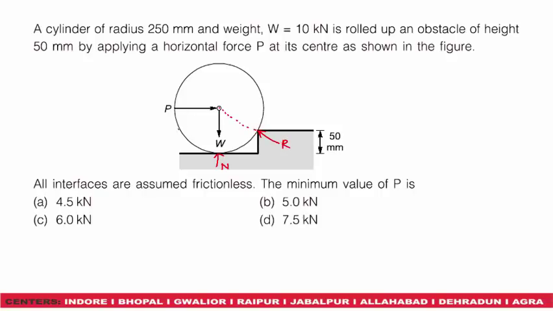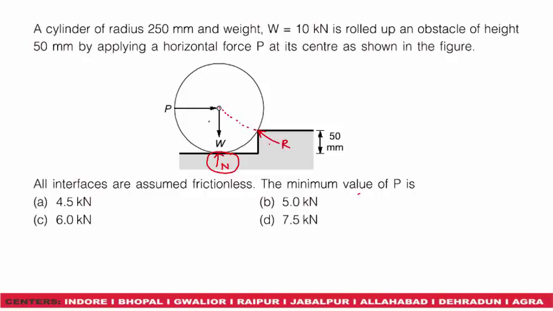Now the minimum value of P is required. Just as P becomes sufficient for the cylinder to get rolled up on the obstacle, at that point the contact between the cylinder and this surface will no longer be there. Hence at that time the normal force will become 0, and in this case we can say that the value of R will balance both P and W.